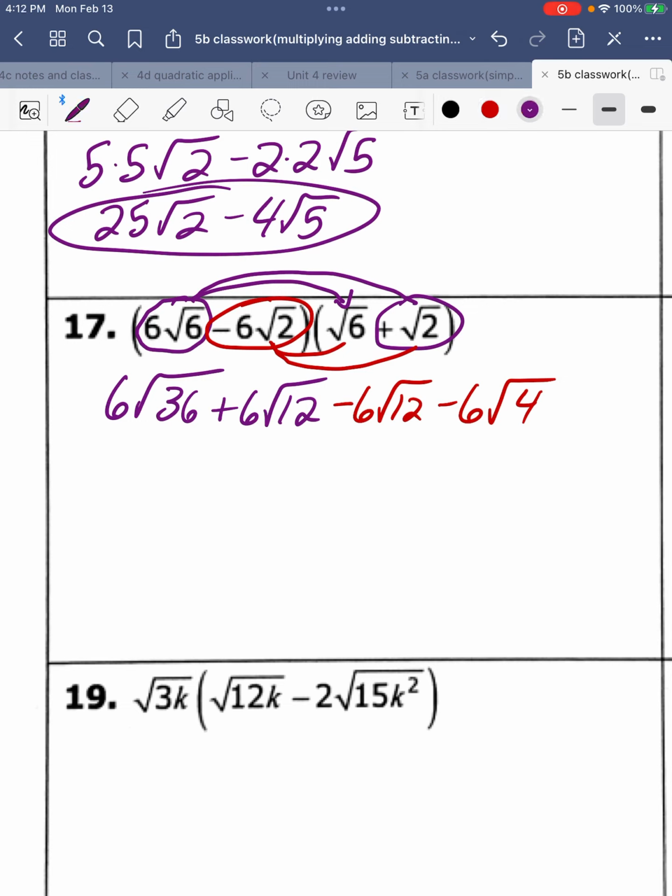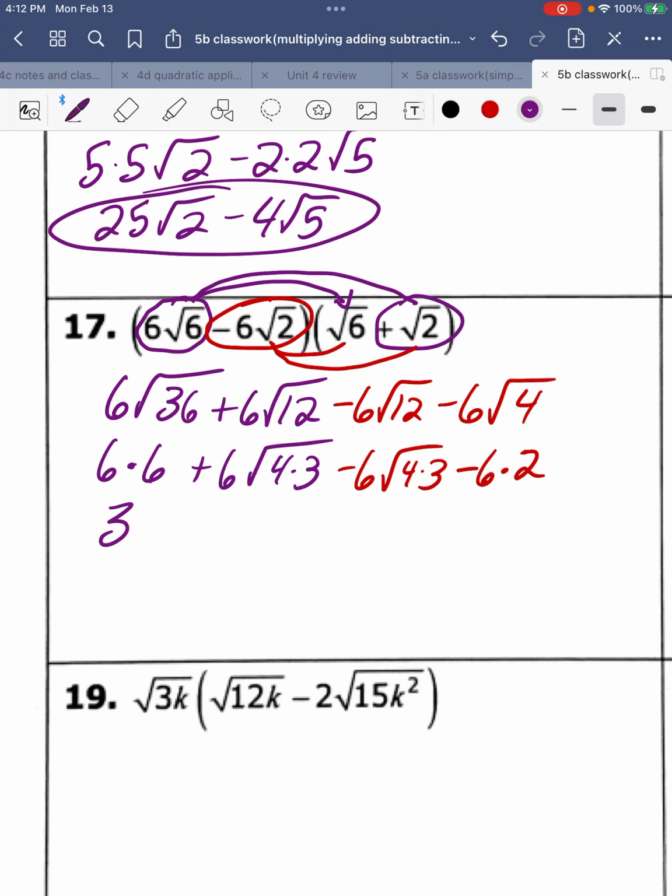Looking at simplifying each term, we have square root of 36 is 6, so we can just simplify that to 6. 12 is 4 and 3. 12 again is 4 and 3. And the final, we have 6 square root of 4 is 2, so that's going to be times 2. Let's look to keep simplifying. We have 36 plus square root of 4 is 2 square root of 3, and another 2 square root of 3. 6 times 2 is 12.